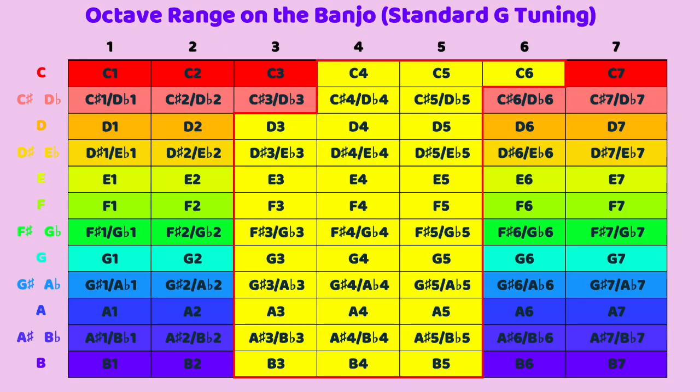In standard G tuning on the banjo, there are 3 full octaves. 2 full octaves and a major 6th to be exact. I learned that in this thing right over here. The banjo starts on its lowest note, the open 4th string D in octave 3, and rises to its highest note, the 1st string 22nd fret C in octave 6.